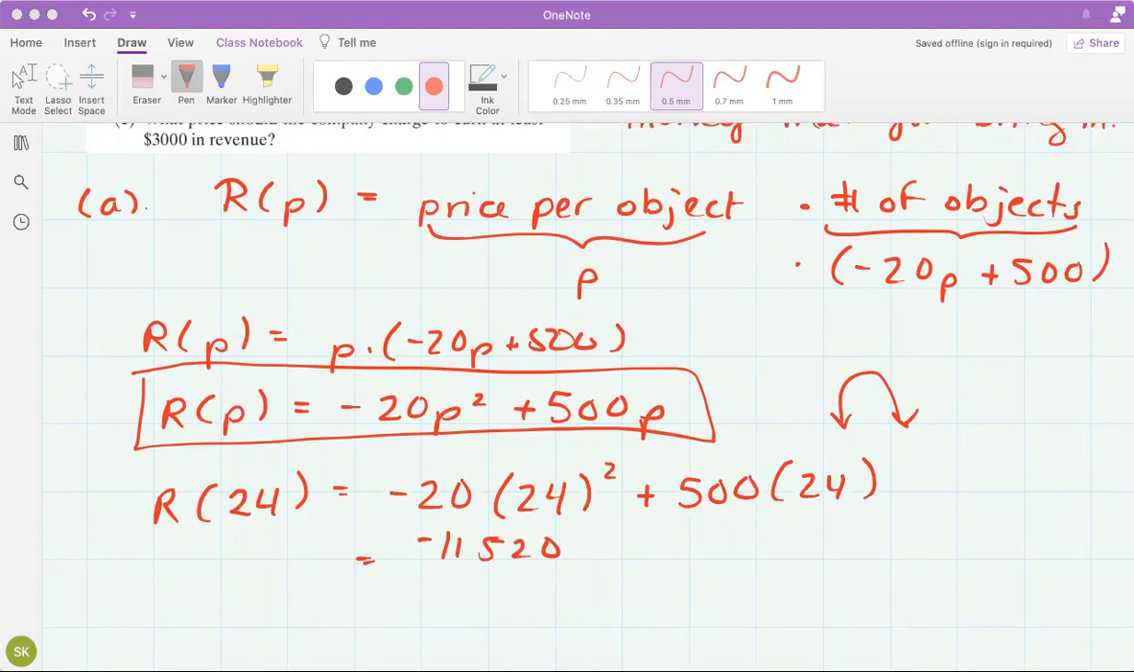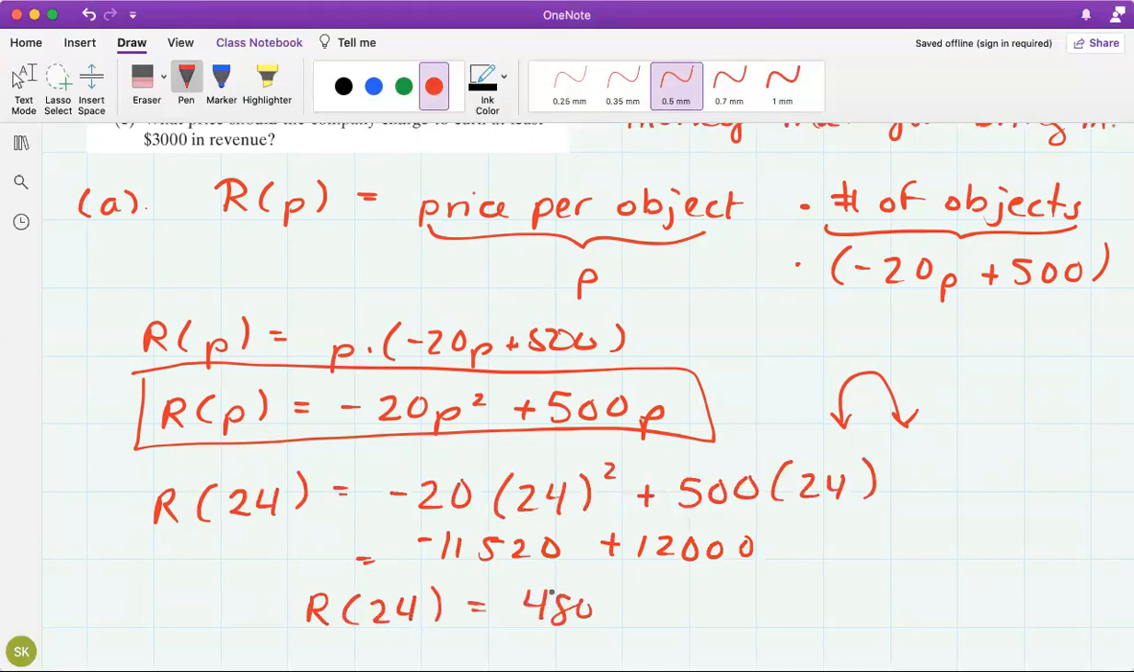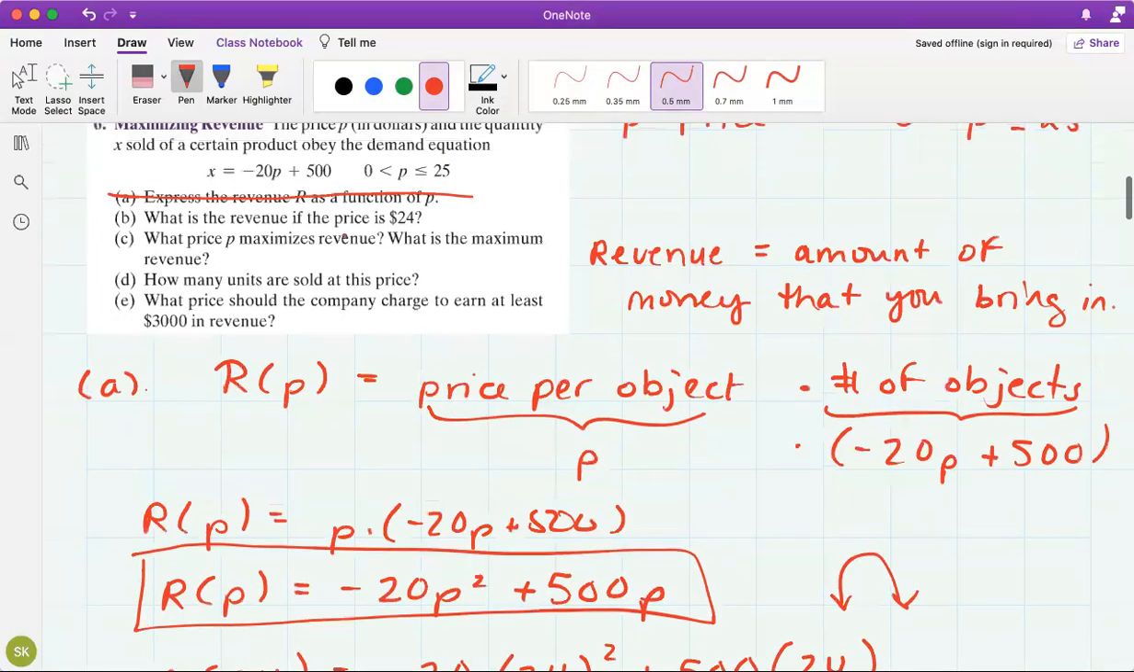Yep. And then we need to do 500 times 24. That's 12,000. And then take 12,000 and subtract 11,520, we get 480. So the revenue is going to be 480. So that's how much money we're going to bring in. $480.